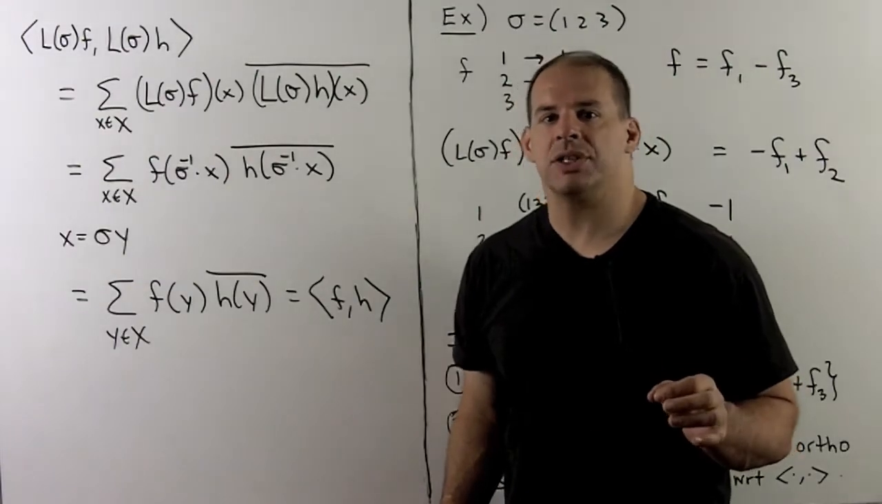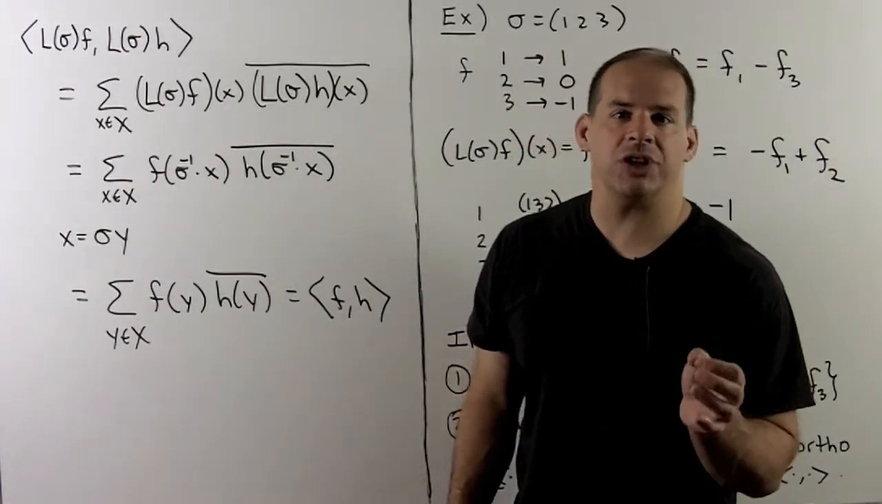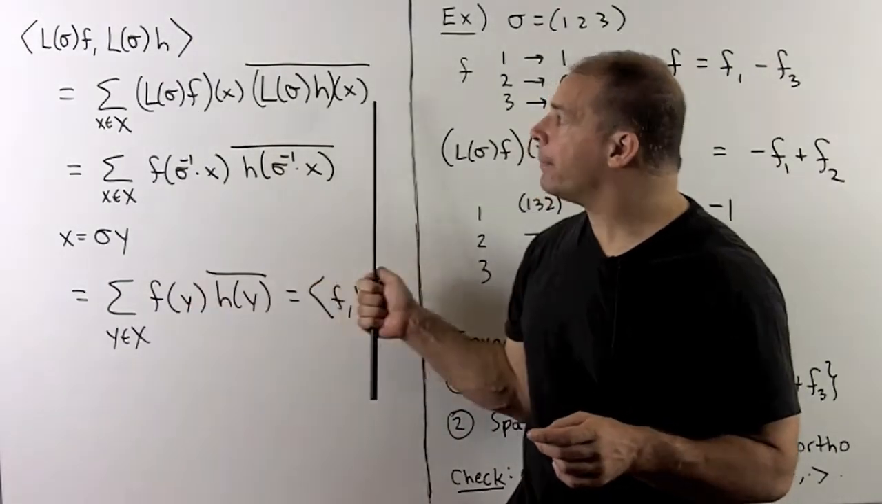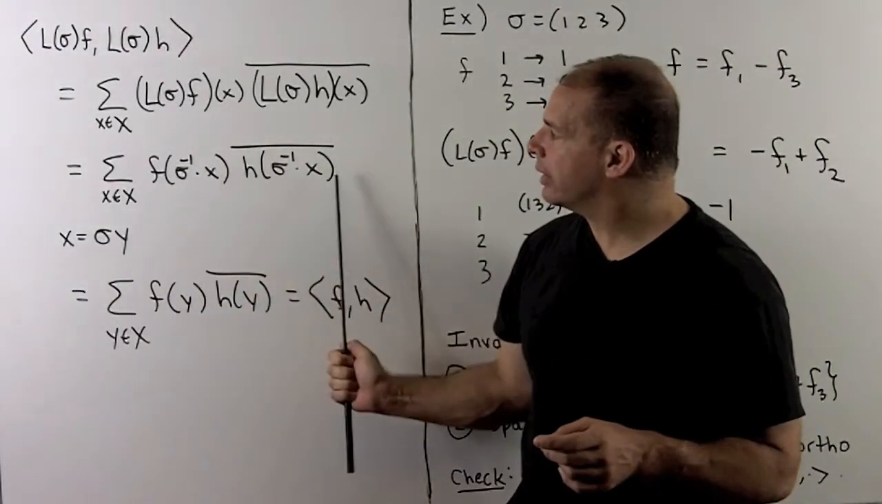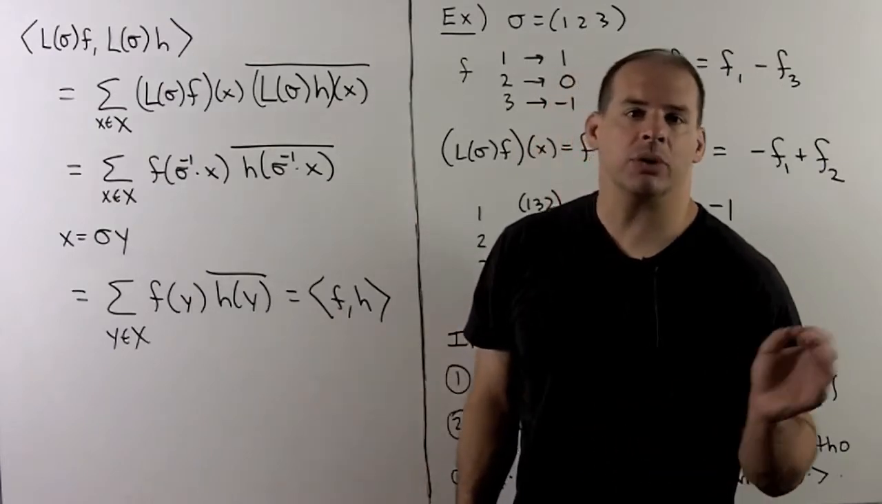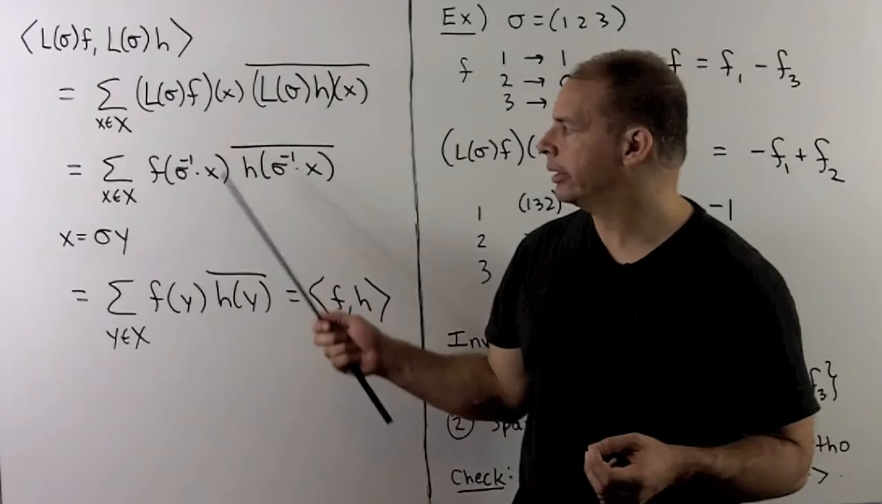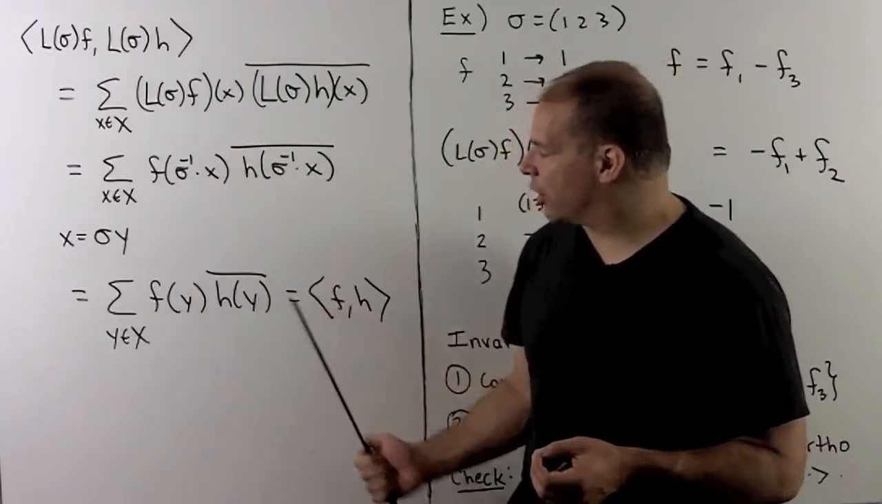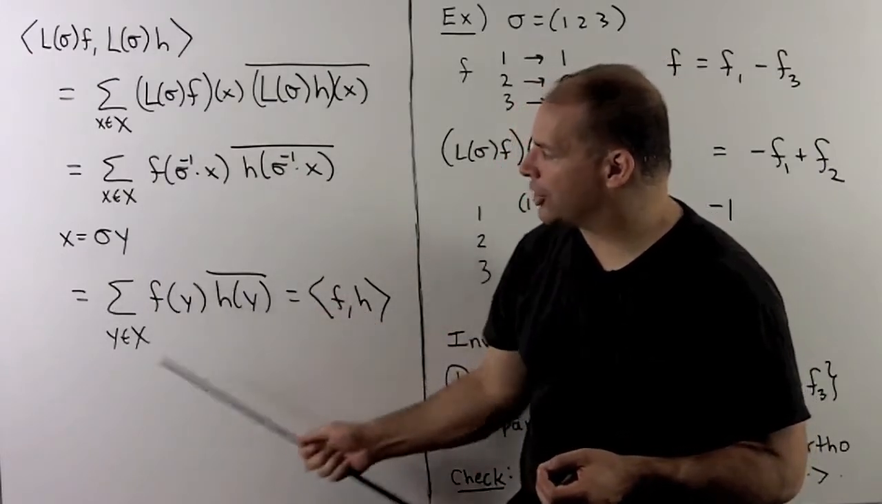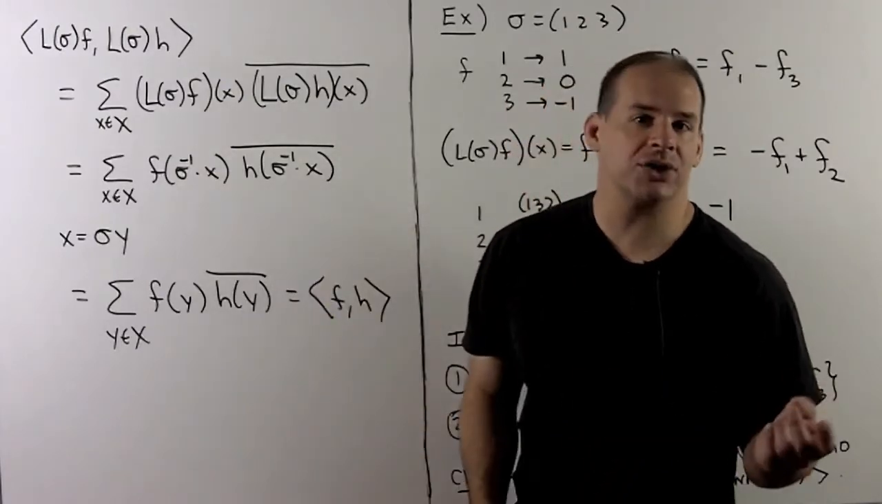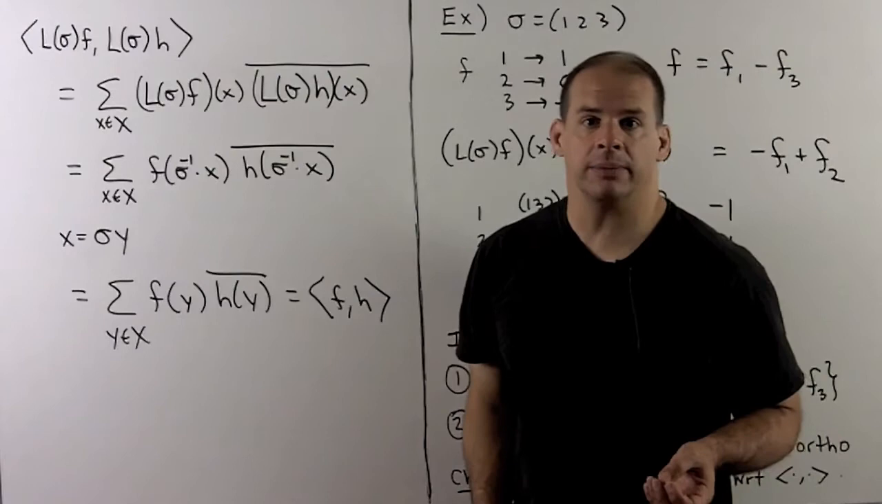To check invariance, we apply the left action to F and H, and take the inner product. We expand that out, we apply our left actions, then we do a change of variables. We let x equal σy, and then we sum over y instead. That's going to give us the inner product of F and H. The y is just a dummy variable. So we see that we have invariance, and thus our representation is unitary.